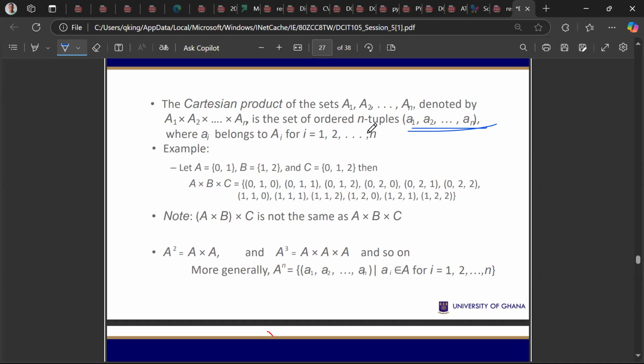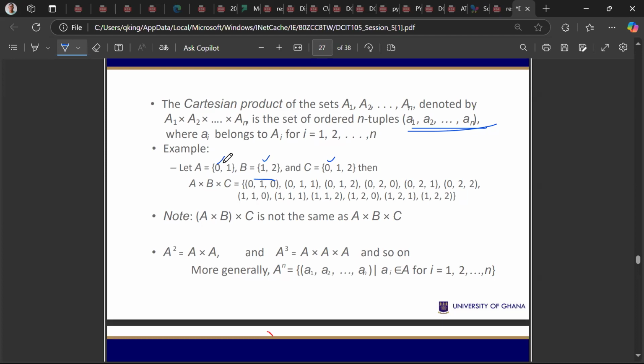And so looking at the example that was stated, A contains the elements 0 and 1, B contains the elements 1 and 2, while C contains the elements 0, 1, and 2. So in working this out, we are going to pair the three of them. We first pick 0, pair it with 1, and then pair it with this 0, because we are picking the first element of A and pairing it with all the elements in B and then C. So that is what we see here.